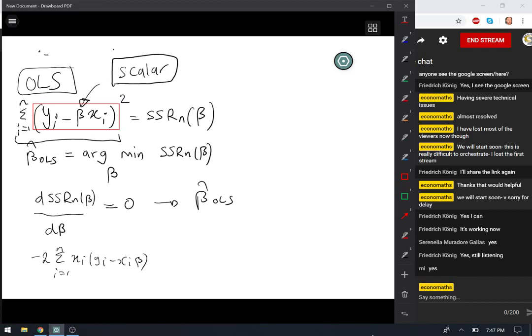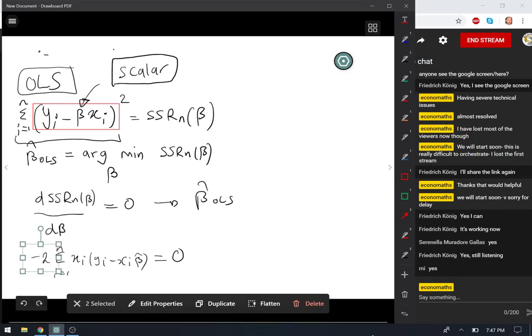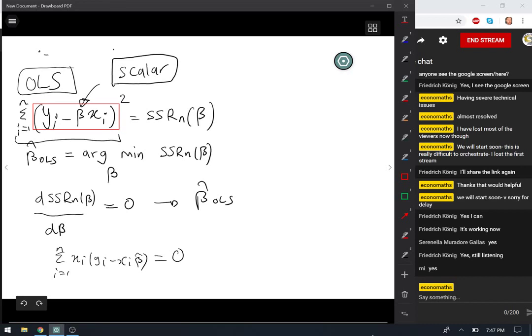So then if we solve and set this equal to naught, the solution will be beta hat OLS. Again, we can divide both sides by minus 2 because it will not affect the solution. So we can delete that. We can divide both sides by minus 2 and then solve. And you can see then, if we multiply it out, we're going to get beta hat equals sigma xi yi, i equals 1 to n, divided by sigma xi squared, i equals 1 to n.